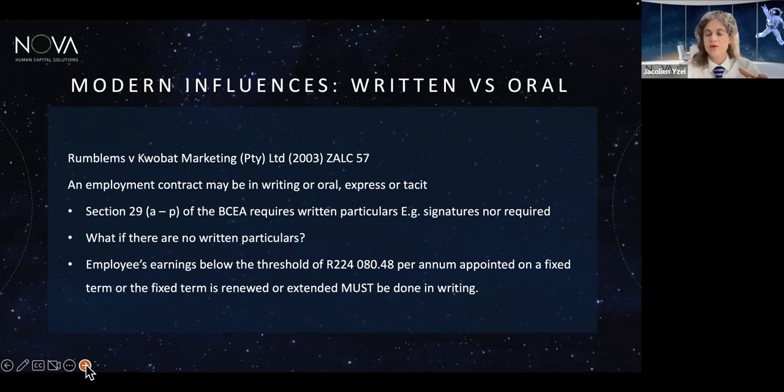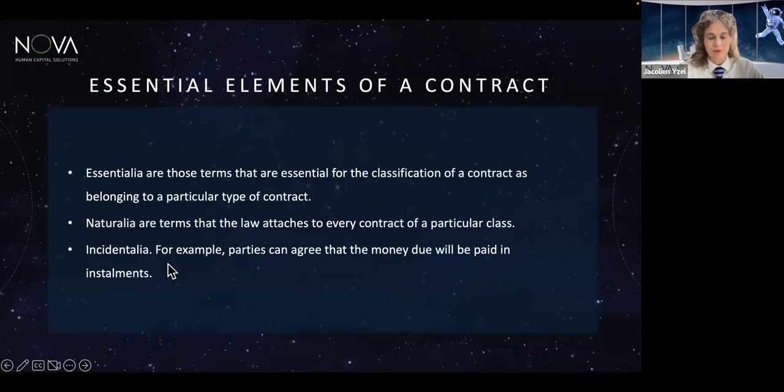That's just a slight technical difference, but it's important to make sure that you have an employment contract, because that will then usually also make you compliant in terms of the basic conditions. If you employ an employee who earns below the threshold on a fixed term contract, the renewal of that contract has to be in writing. Just remember that.